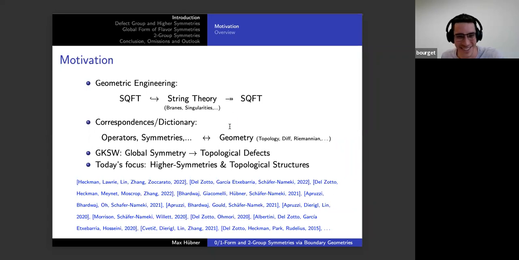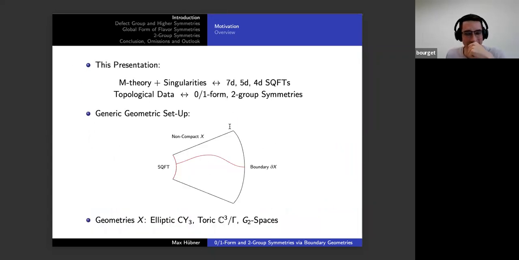Okay. In this presentation, we're always going to be geometrically engineering in M-theory. So the setup will always be M-theory plus some singular space. Depending on the space, we're going to engineer a 7-dimensional, 5-dimensional, or 4-dimensional theory. The topological data of the singular geometry we're interested in is the topology of its boundary. We're going to set this in correspondence with the 0-form, the 1-form, and the 2-group symmetries of the field theory.